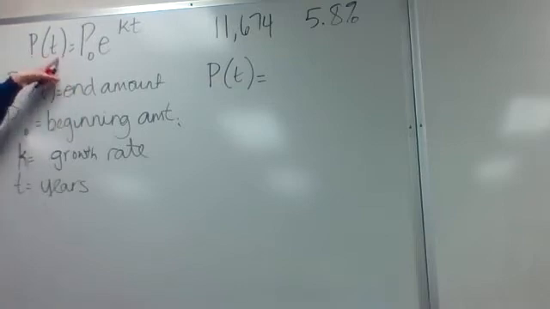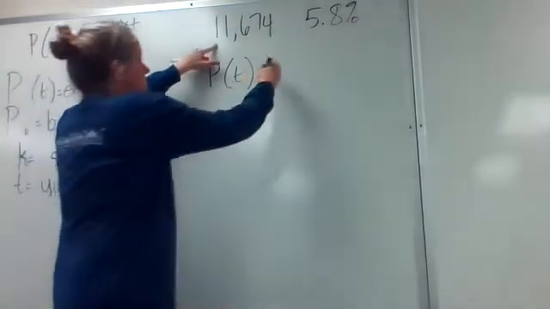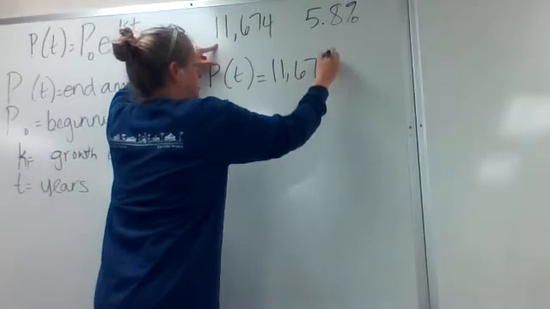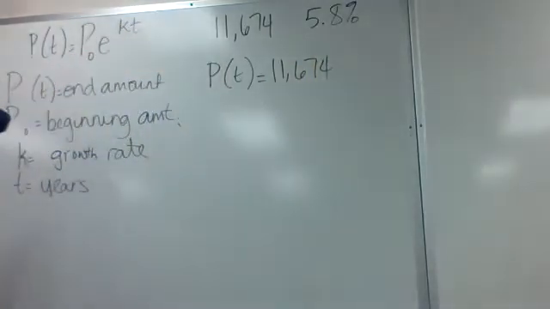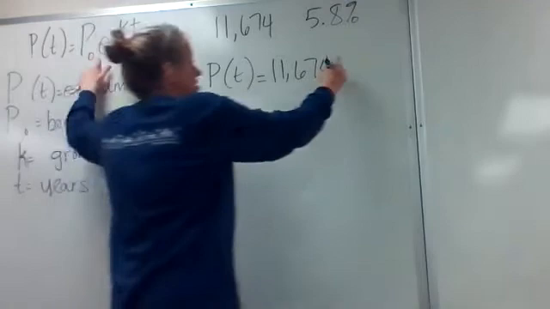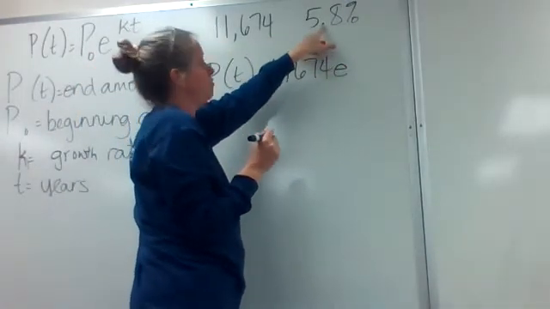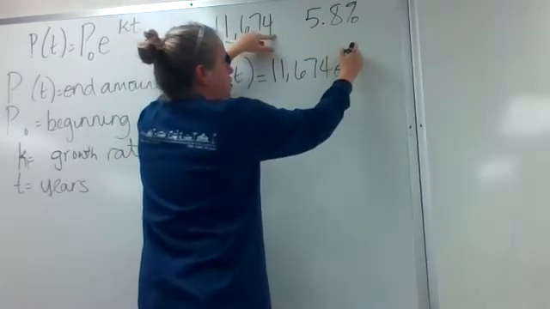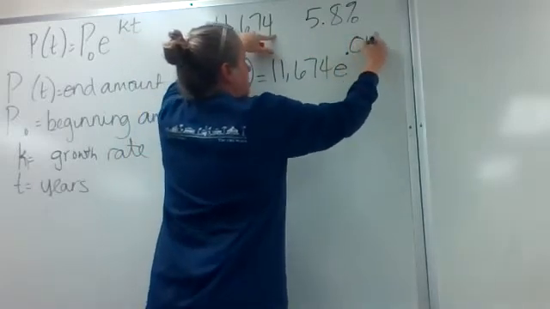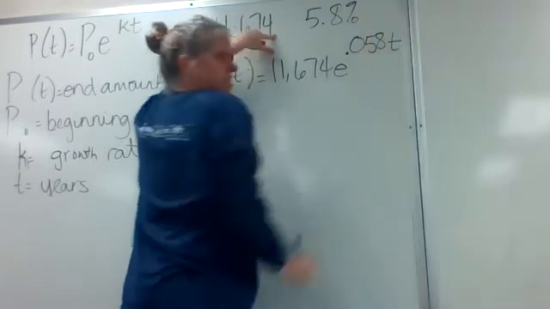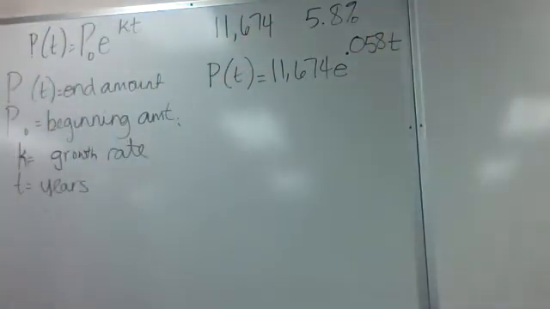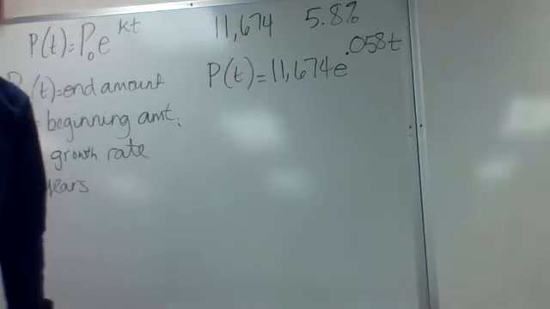So here's what I'm trying to find. P of T. Do I know the beginning amount? Remember, that's always the first, what's in front of the E is the beginning amount, which is, correct? 11,674. Then the E. I do know the K, right? I do know the growth rate. Don't forget to move it 2 places to the left. So what are you going to have? 0.058 T. So that's going to answer the A part of the question.